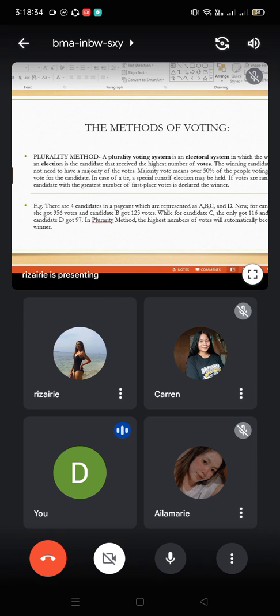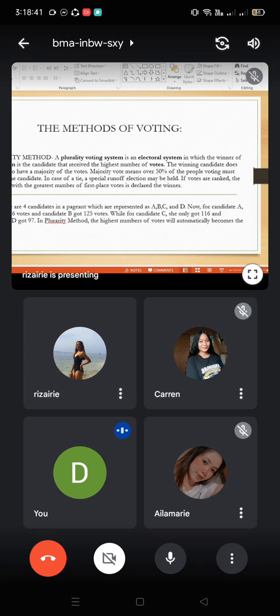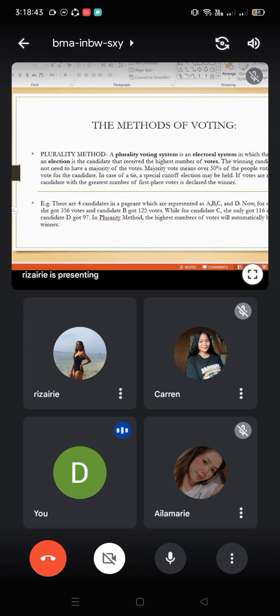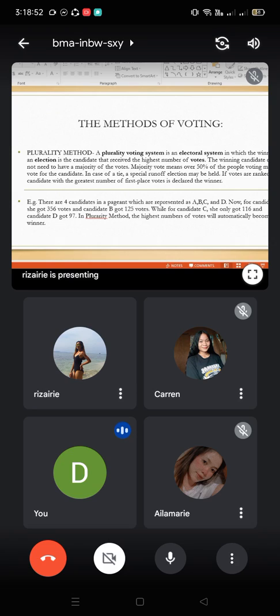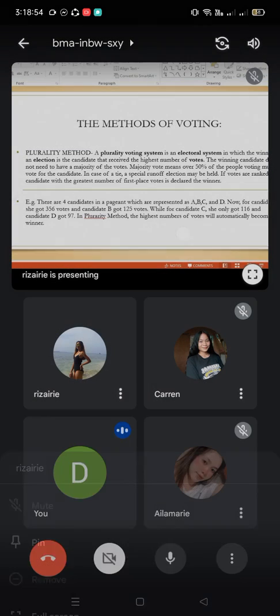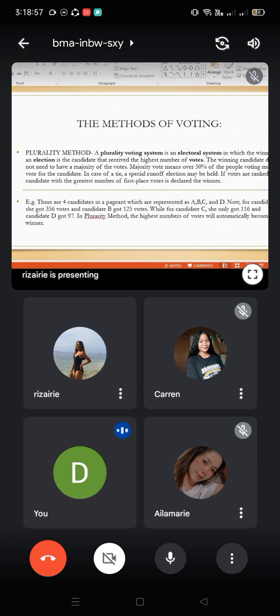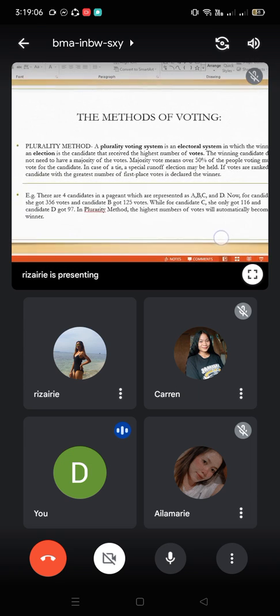Example, there are 4 candidates in a pageant which are represented as A, B, C, and D. Candidate A got 356 votes and candidate B got 125 votes. While candidate C only got 116 and candidate D got 97. In the plurality method, the highest number of votes automatically becomes the winner.